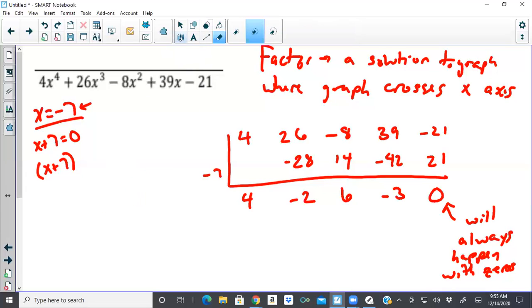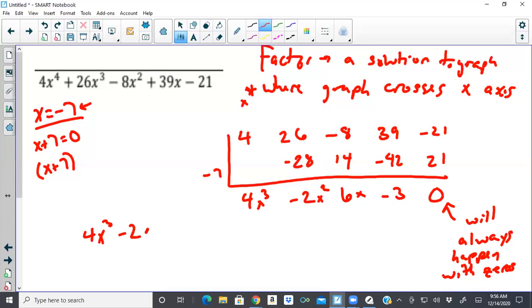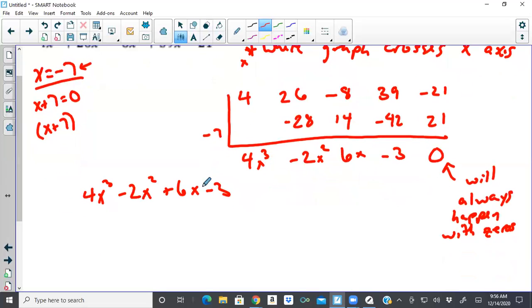So right now, what I've essentially just created is a new equation. This was x to the fourth. Now it is x to the third, x squared, x, and our constant. So I've really just created 4x to the third minus 2x squared plus 6x minus 3. Now this is something we might be able to factor. So now I'm going to go through this and I'm going to factor this.